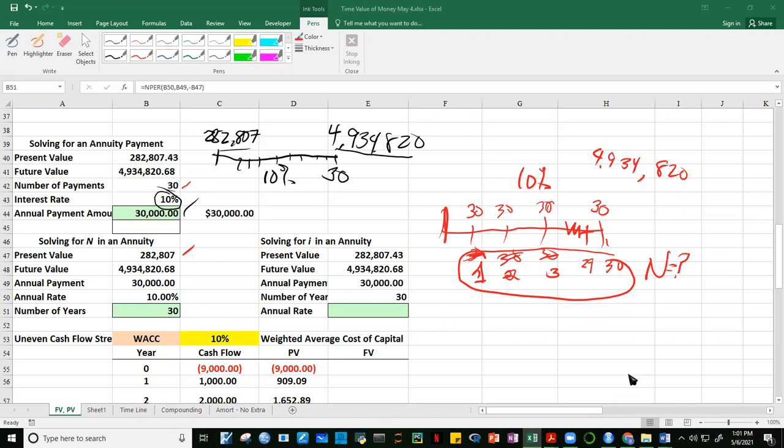Sige, gawin natin. I-dictate nyo nga sa akin, guys. Equal to NPER. Ano yung rate natin, guys? 10%, sir. 10%, thank you. Ano yung PMT natin? 30,000. Okay. Tapos ano yung PV natin? 282,807. Ano FV natin? 493,482. Do I put this, guys? Do I put that?